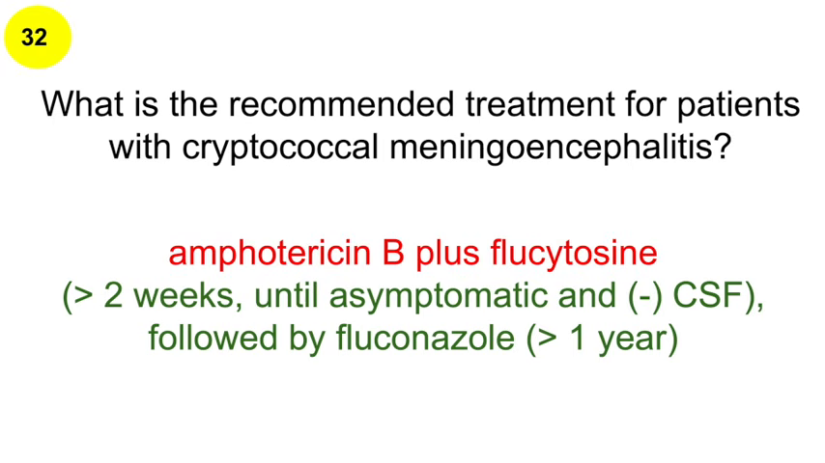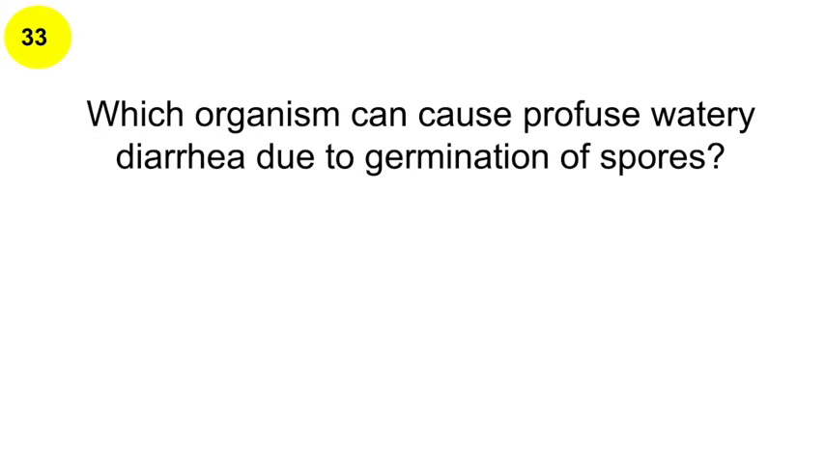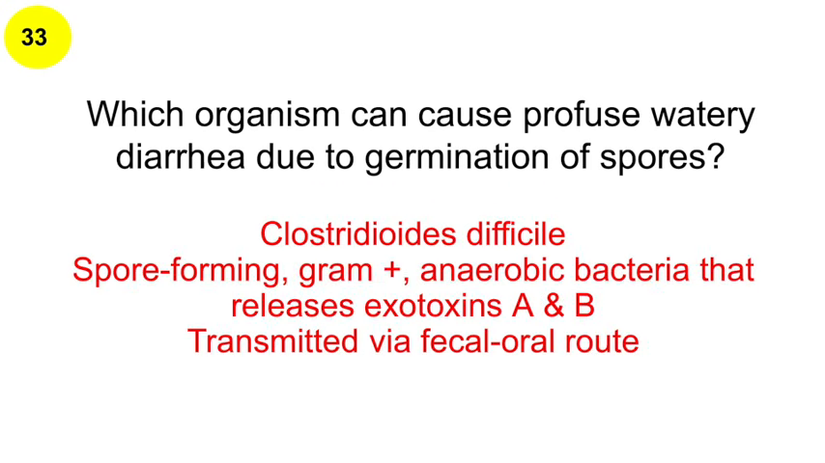Which organism can cause profuse watery diarrhea due to germination of spores? Clostridioides. So recall that this organism is a spore-forming gram-positive anaerobic bacteria that releases exotoxins A and B. It's also transmitted via the fecal-oral route.